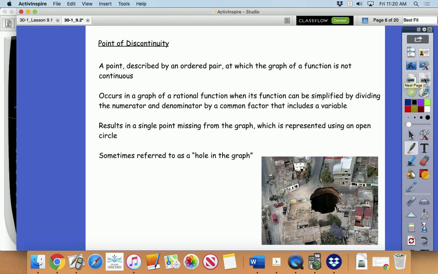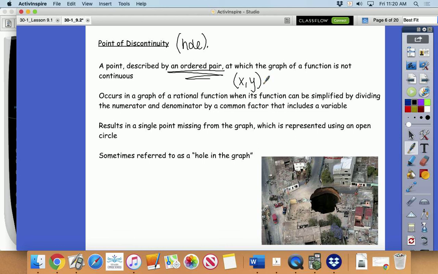So a point of discontinuity, also called a hole in the graph, is a point described by an ordered pair. It has to be coordinates. You need to write it as an x and y coordinate. So don't just give me one of them, give me the coordinates of the hole. So it's where the graph is not continuous. There's this stop in the graph and then it continues afterwards, so there is a hole in the graph.